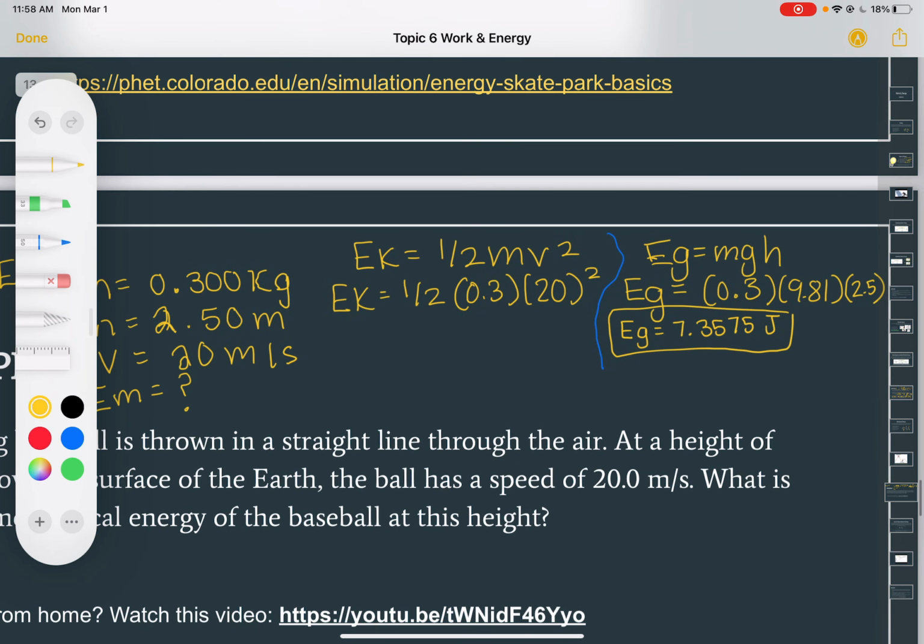And then if we do this one out on the other side, 20 times 20 is 400 times 0.3 times 0.5 gives me 60.